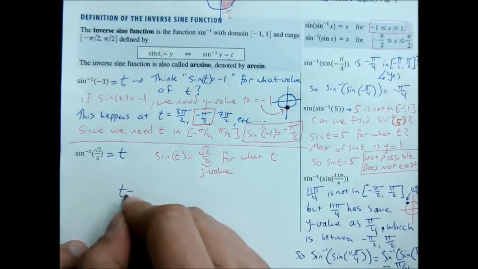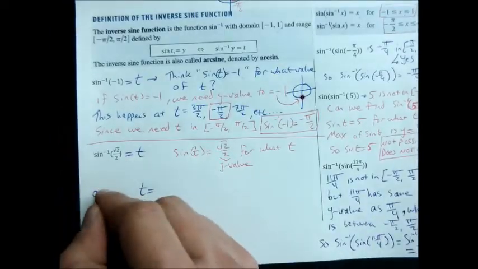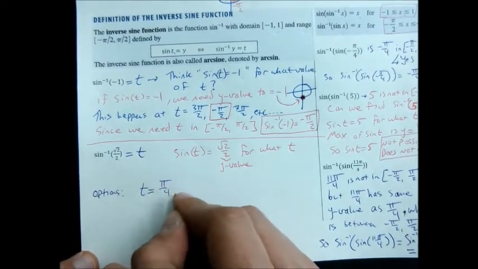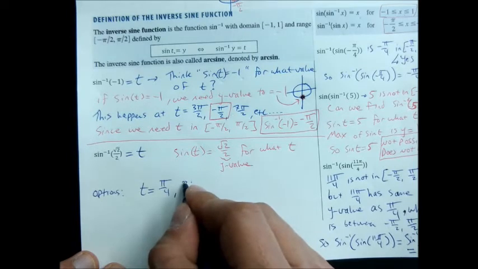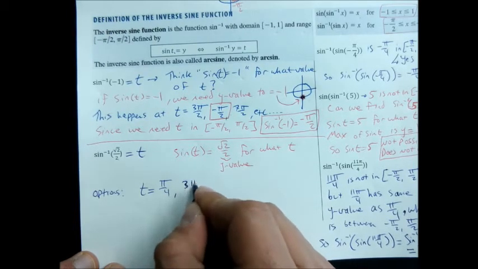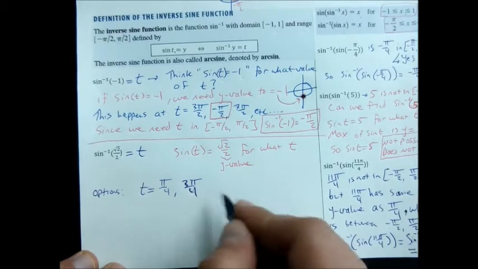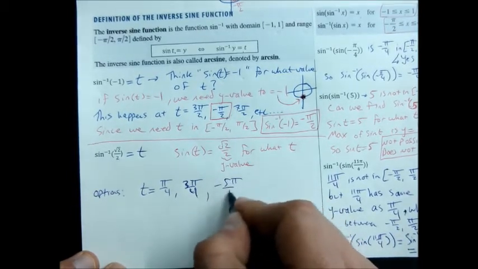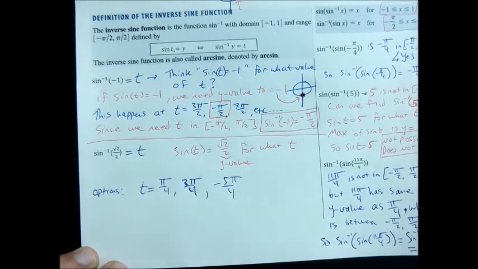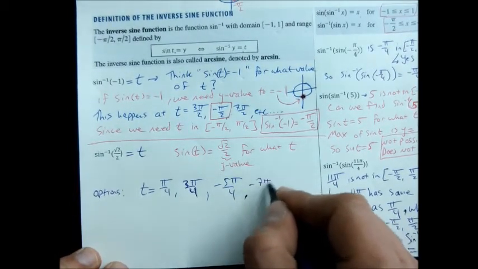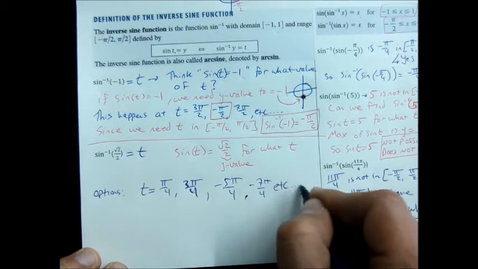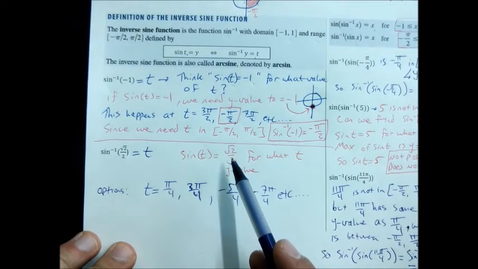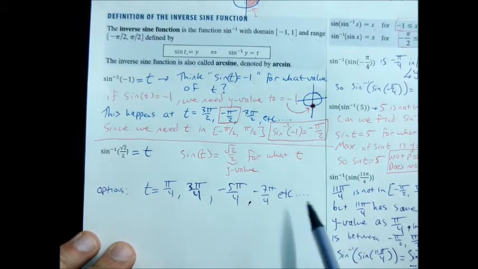And so our options are, it could be pi over 4, it could be, 2 pi over 4 would be pi over 2, so it could be 3 pi over 4. It could be minus 5 pi over 4. It could be minus 7 pi over 4, right, etc. There's lots of points that it could potentially be. But we want the y value to be square root of 2 over 2, and these are all different types of points that would give us that.